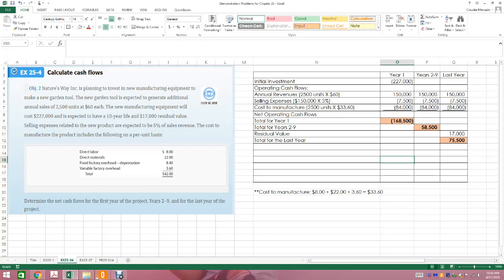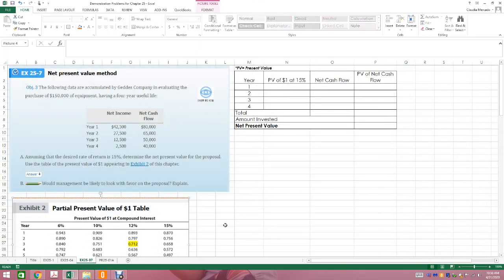Okay, let's move on. The next one we have is 25.7. Now, this problem deals with the net present value method.